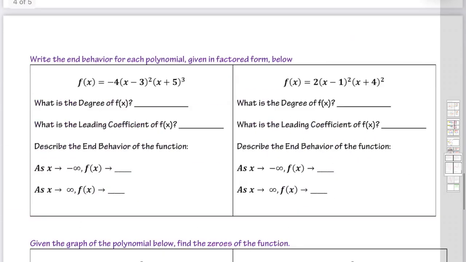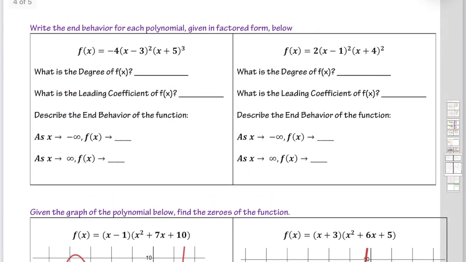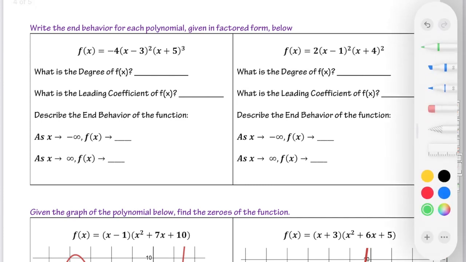All right. Now we are going to review end behavior, looking at polynomials. So for my first one, I need the degree, leading coefficient, and behavior. So to find my degree, when I'm in factored form, I need to add up the exponents on each factor. If I was in standard form, I'd be looking at the highest exponent I see, but for factored form, you add up the exponents on each factor.